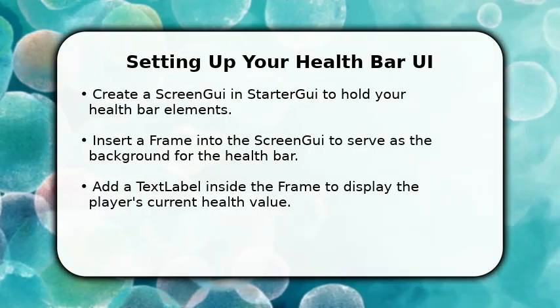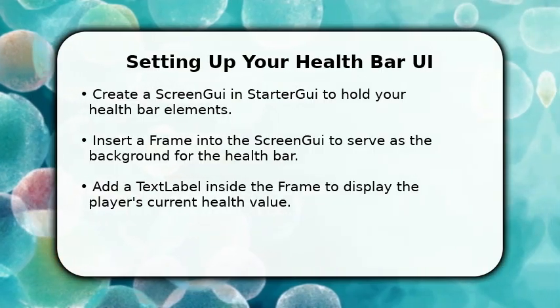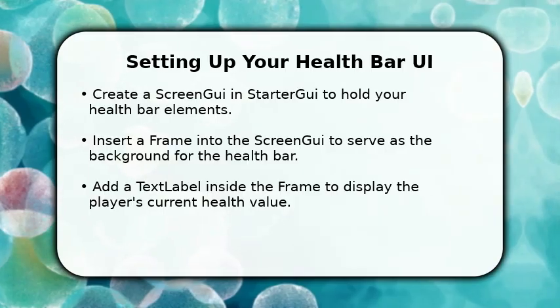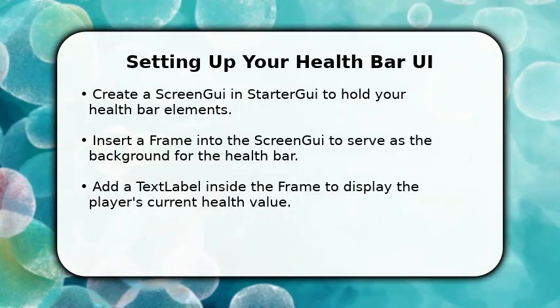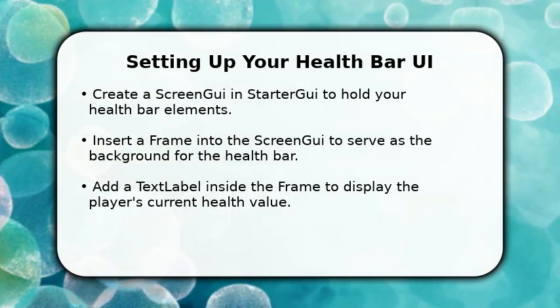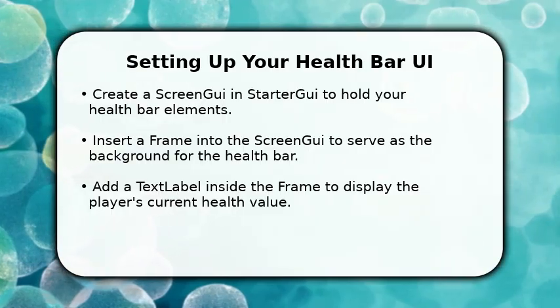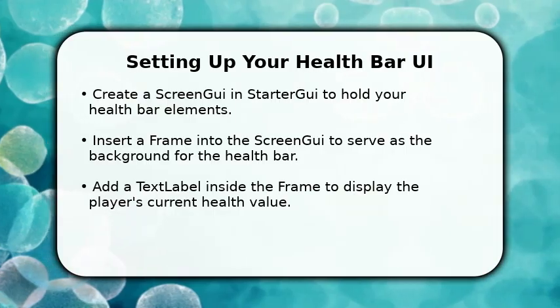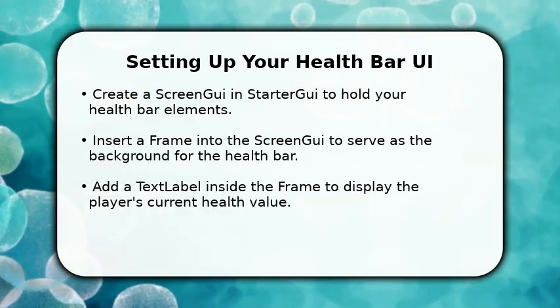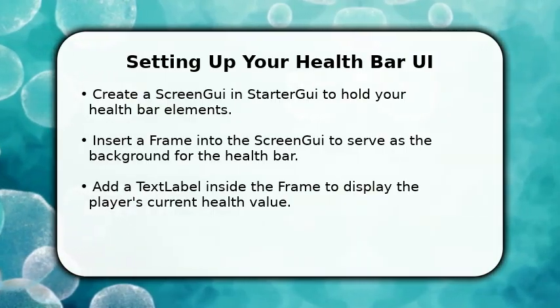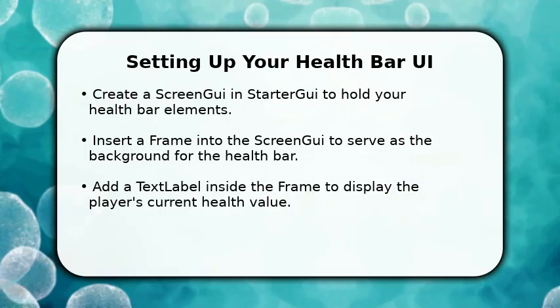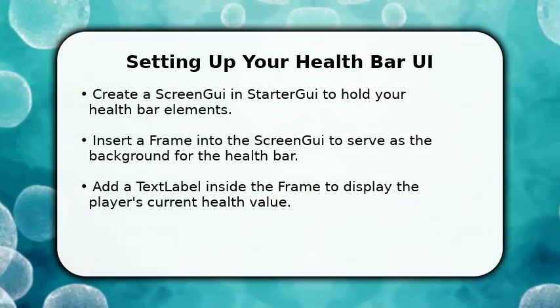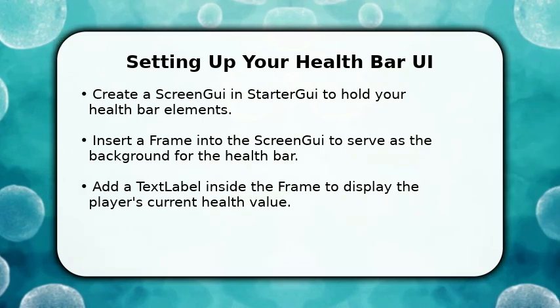First, we'll set up the user interface. Begin by adding a screen GUI to Starter GUI. Inside, insert a frame to act as the health bar's container. Next, place a text label within this frame to display the numerical health value. Ensure these elements are well positioned on the screen, perhaps at the top left, for easy viewing by the player. This foundational step is crucial for a clear and functional health display.